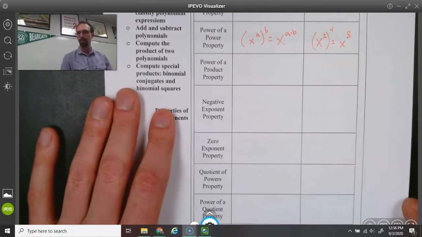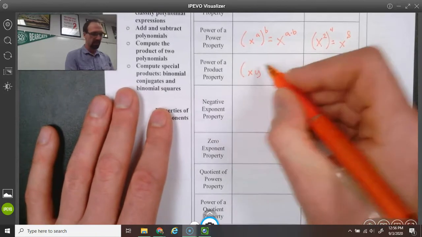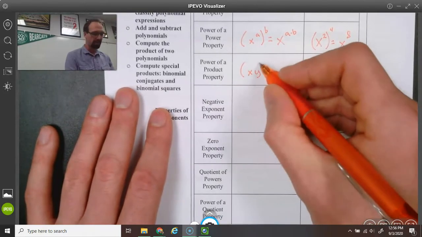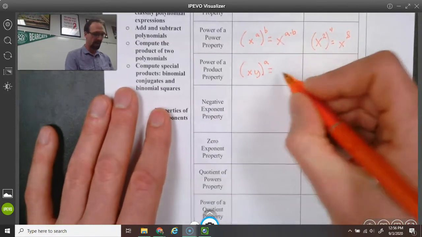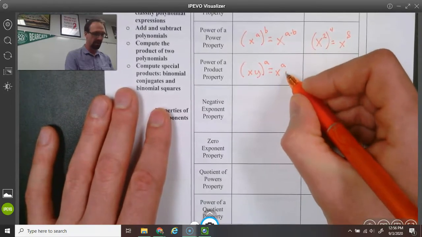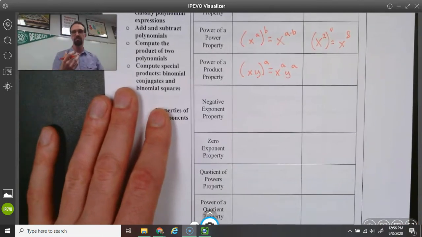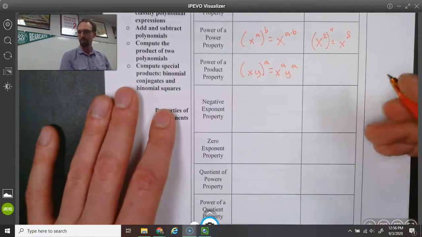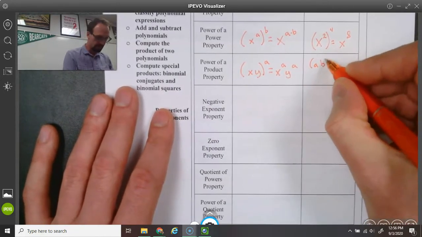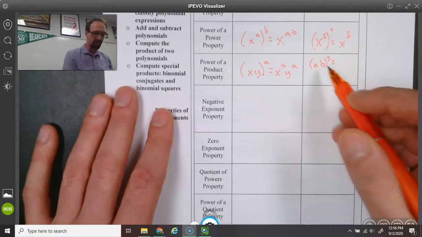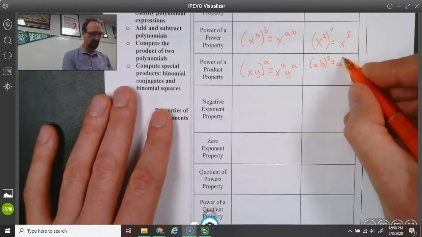The next one's the power of a product property. The power of a product property means that if I have, say, x times y in parentheses, and then I'm raising both of those to the a power, then what happens is you have x to the a power and then y to the a power. So if (x, y) in parentheses is all raised to the a power, then each of those gets raised to that power. An example of this would be if I have, let's do a and b and then cubed, and notice where the parentheses are, the quantity (a, b) cubed, then that gives me a cubed, b cubed.